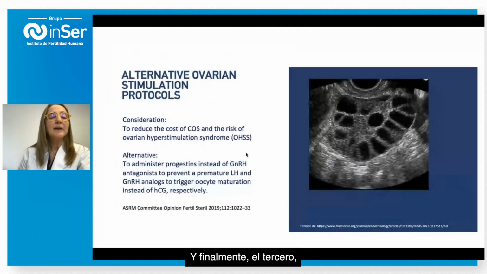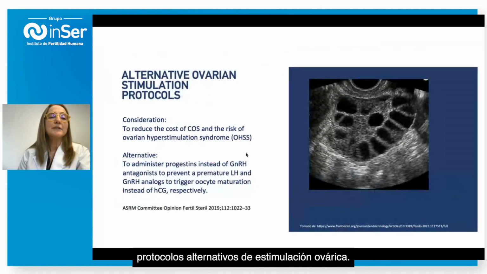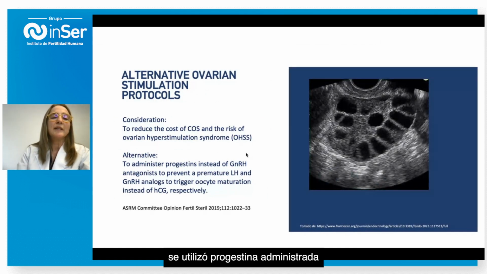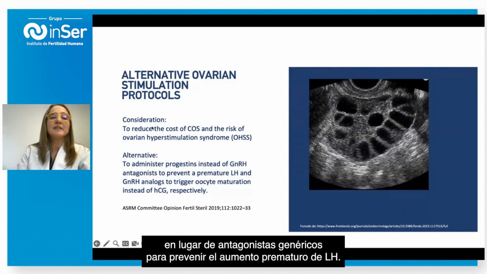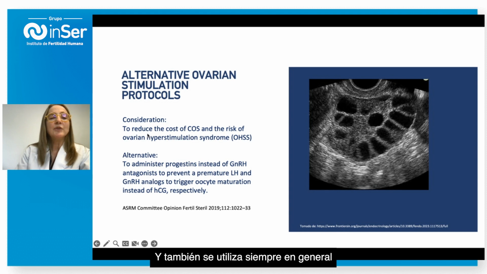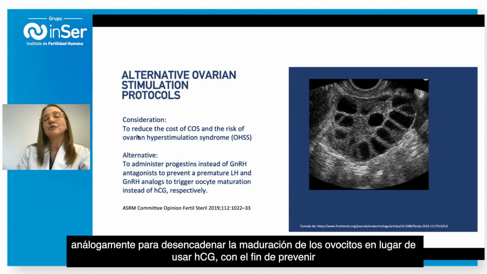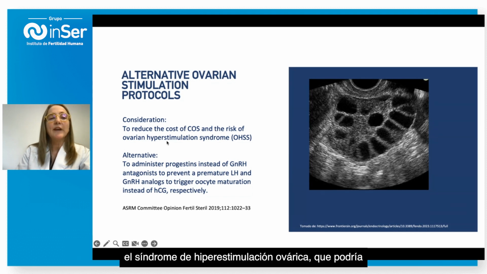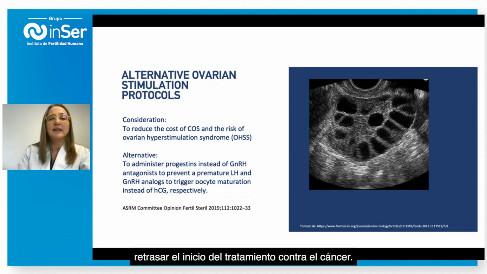And finally, the third alternative ovarian stimulation protocol administers progestins instead of GnRH antagonists to prevent the premature LH surge. This is basically a cost-reducing strategy, I would say, and it also always uses GnRH analogs to trigger oocyte maturation instead of using hCG, in order to prevent ovarian hyperstimulation syndrome, which would delay the start of anti-cancer treatment.